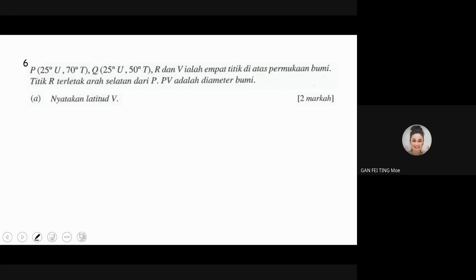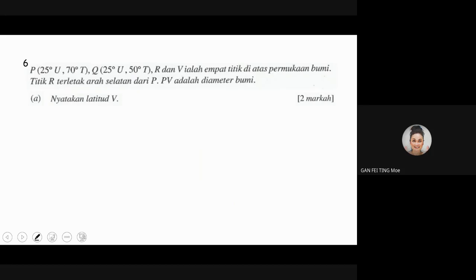The question wants you to state the latitude of V. So where is your V, to the west or to the east? Okay, that is the question. Sorry, the latitude is to the south or to the north.